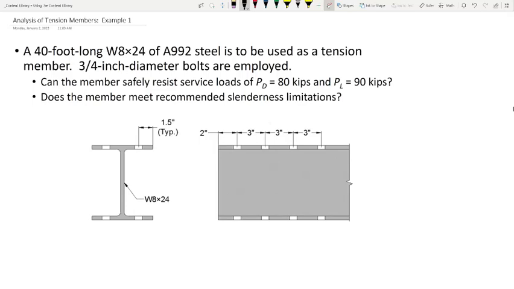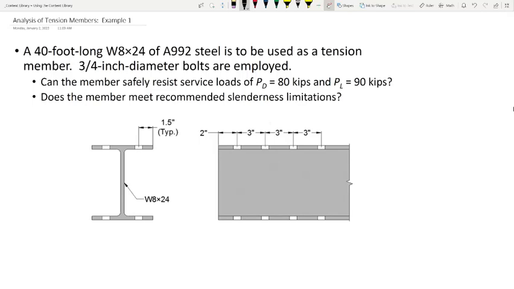We're going to put some load on this tension member. We're going to put a dead load of 80 kips and a live load of 90 kips. I'm going to throw some terminology out at you right now. On that first bullet, I say, can the member safely resist these service loads? So service loads of 80 kips of dead and 90 kips of live. That term service load is a fancy way of saying those loads are not factored. Okay? So if you ever hear the term service load, that means unfactored.